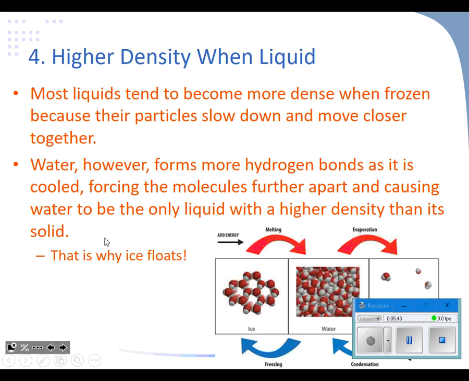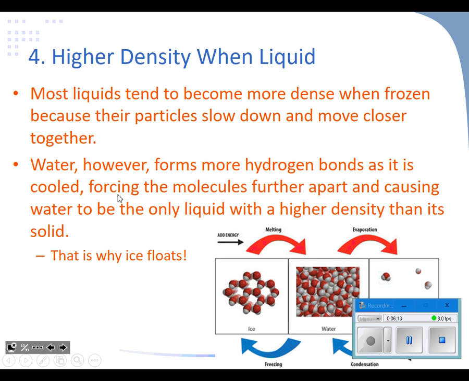Now also it has a higher density when it's in its liquid form, which is very odd. Most liquids tend to become more dense when they're frozen, because their particles slow down and so they move closer together. Water, on the other hand, forms more hydrogen bonds as it's cooled, which actually forces the molecules a little bit more apart, which causes them to actually have a higher density when they're in liquid form than when they're in solid form.